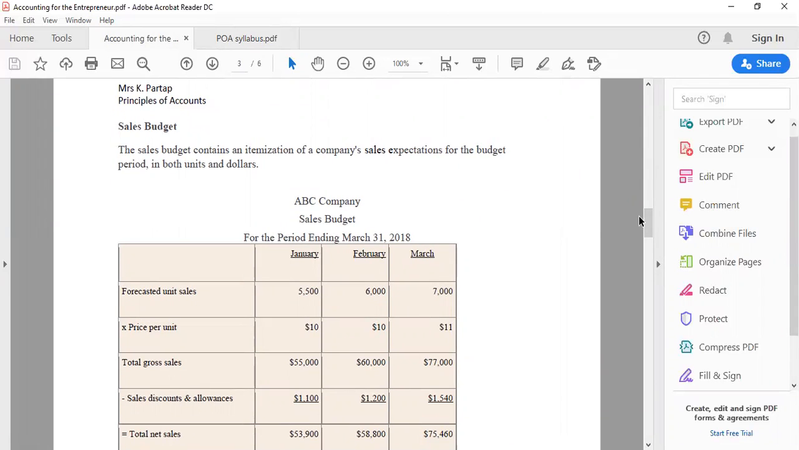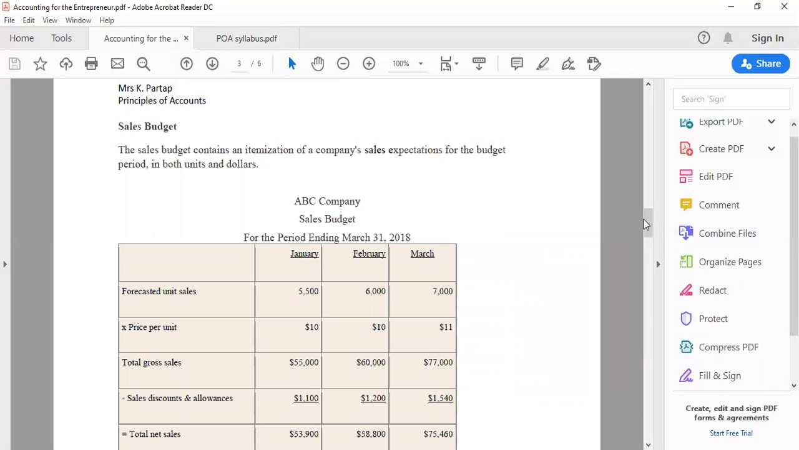The sales budget contains an itemization of a company's sales expectations for the budget period in both units and dollars, meaning they're basically planning for how many units of goods they will need. Companies need to do this to make sure that they don't run out of stock, and secondly, so that they don't over invest in stock, because that money could be used for another purpose. That is why they need to work with a budget. Of course, their budget cannot be exact. They would need to have a little bit extra.